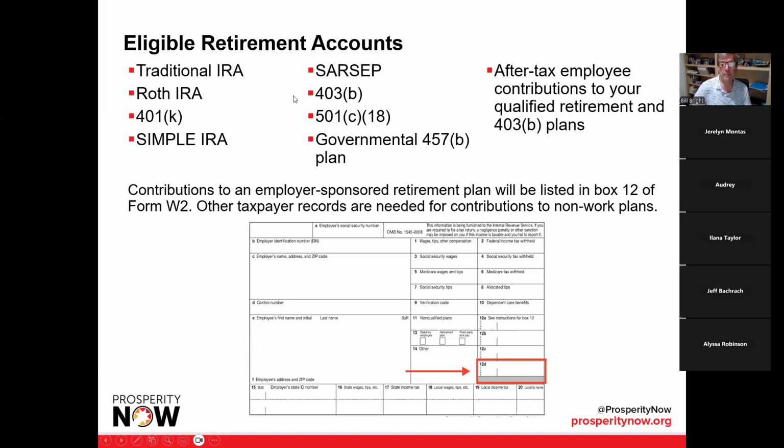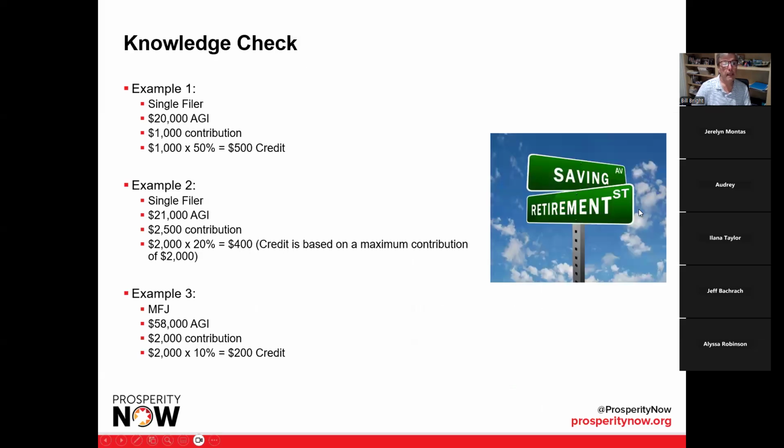Again, the plan could be a traditional IRA, a Roth, 401, 403B if you work for the government or it's a nonprofit. Again, this is just a quick one. A single filer with $20,000 of AGI made $1,000 contribution. 50% of that is a $500 non-refundable credit. You can see the other two examples that uses because of the income that the credit is reduced by a percentage.